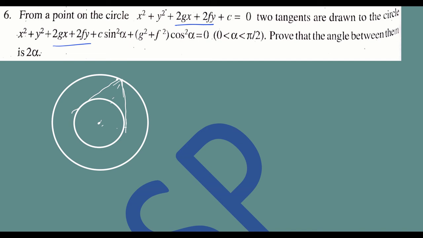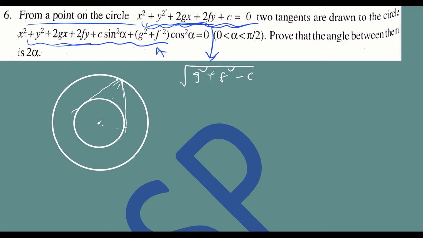Okay, he said that from a point on this circle, we are drawing tangents to this circle. So obviously this should lie inside this circle. It's obvious, you don't have to accept also, you can simply go for the radii. See, for the first circle, we know that the radius is nothing but square root of g² + f² − c. If I call this as r, now let me write the radius of the second circle. It is root of g² + f² − c.